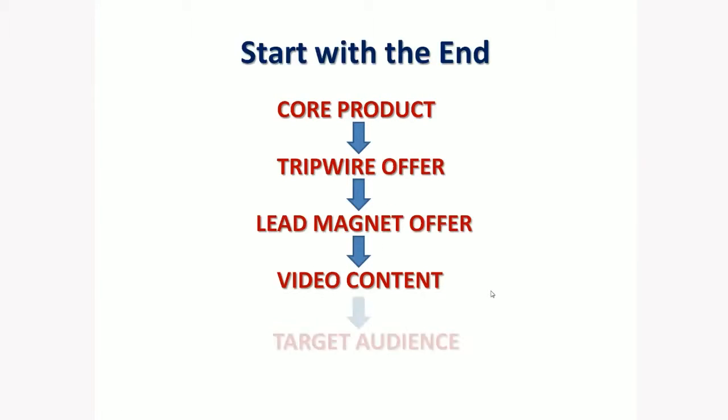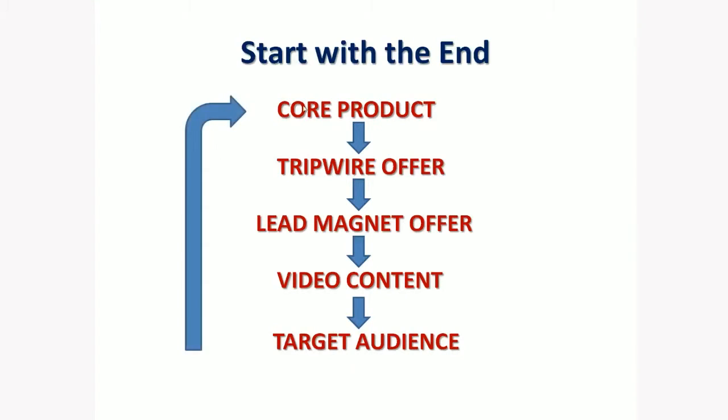The last part of the equation, of course, is your target audience. You need a target audience that are going to be interested in apple pies. So your target audience also is going to be related directly to your core product, all right? This has to all work together. So from your target audience to your video content, to your lead magnet, to your tripwire offer, to your core product, and it all goes round and around and around. Okay, so that's how it works.